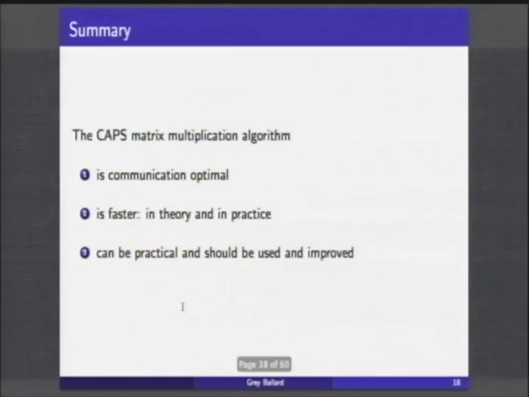Okay, so let me just wrap up and summarize. I told you about the CAPS algorithm and that it's communication optimal. It matches these lower bounds that we have up to constant factors. I showed you that it was faster both in theory and then from the performance results, we see that it can be better in practice as well. And so I just want to argue that from at least these examples, we see that Strassen's algorithm, especially when we go up to high processor counts, it can be practical, and I think it should be used more and thought about more, and there's lots of room for improvement as well. Okay, thank you very much.